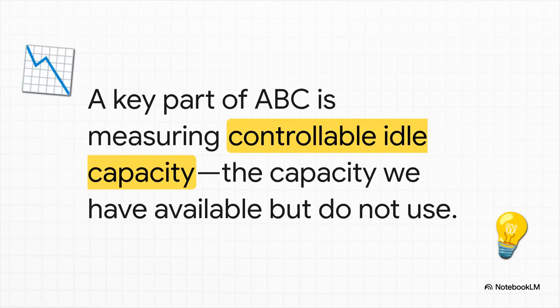Okay, now for one of the most powerful things ABC does, and it actually has nothing to do with your products. It's about what you're not using. See, traditional accounting is really good at hiding the cost of idle machines or empty warehouse space. It just quietly spreads that cost across everything you make. ABC doesn't let it hide. It puts a giant spotlight right on it.